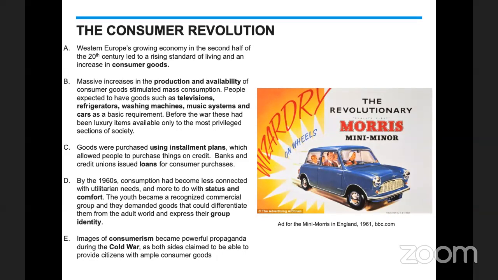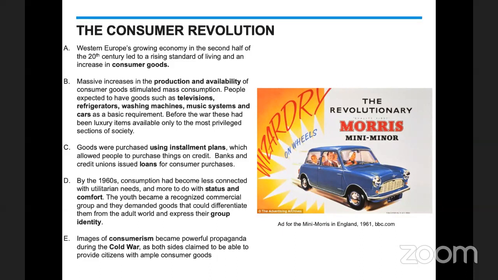Prior to World War II, many of these items had been seen as very luxurious, available only to the most privileged sections of society. And we'll also see that people are starting to buy these items on credit. Goods will be purchased using installment plans. There will be banks and credit unions that issue loans for these consumer purchases, which allow people to pay for things over time. By the 1960s, we start to see consumption becoming less concerned with utilitarian needs and more to do with status and comfort.